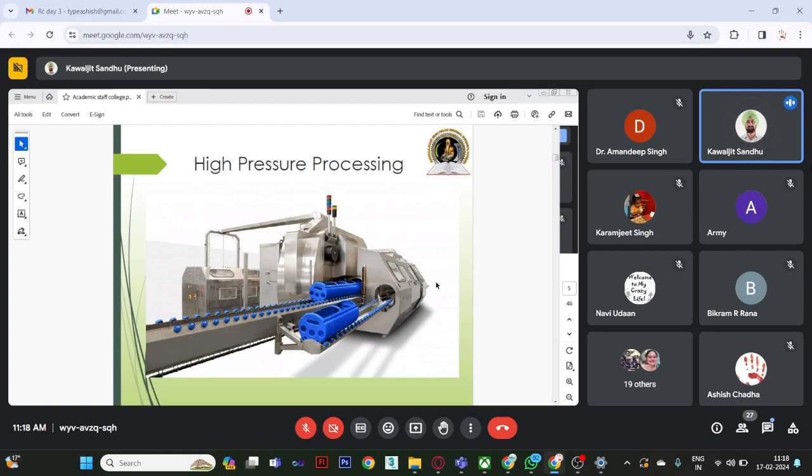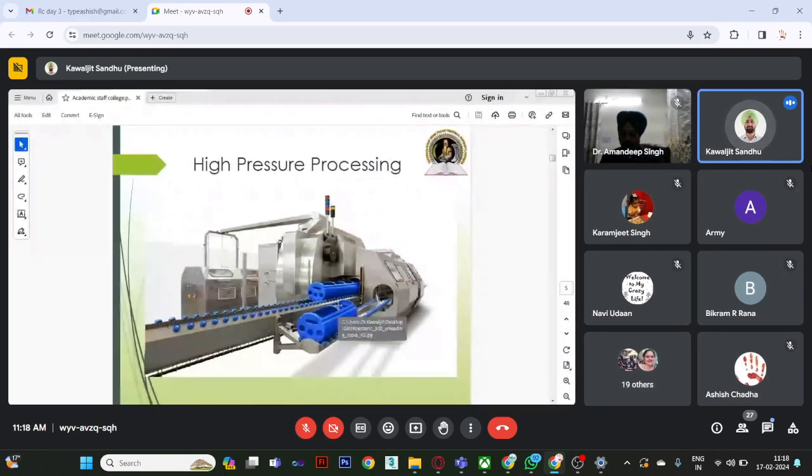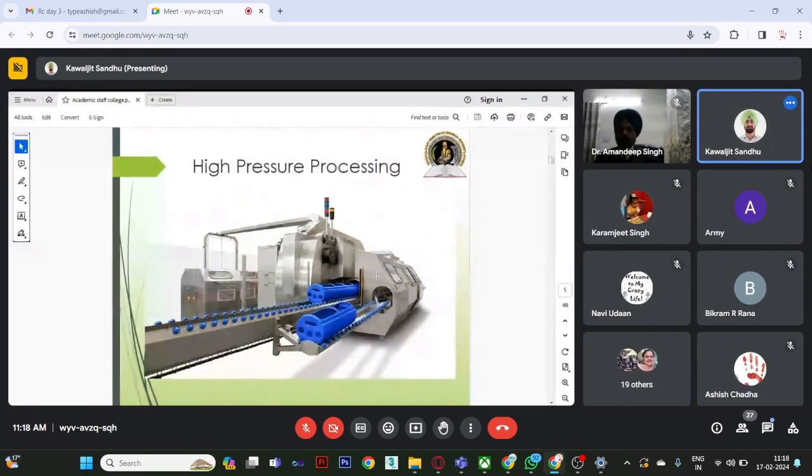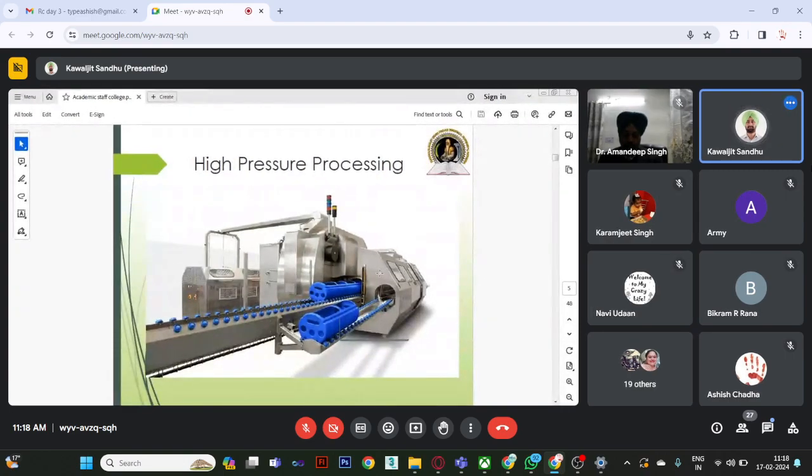So we place food in these containers. Food is packaged first, placed in these containers, and these containers move inside this high pressure processing vessel. These doors are closed. Then we supply water inside, and then a very high pressure is provided. Microorganisms are not very resistant to very high pressure, and they are destroyed. So food doesn't have any kind of deterioration effect as far as components are concerned.